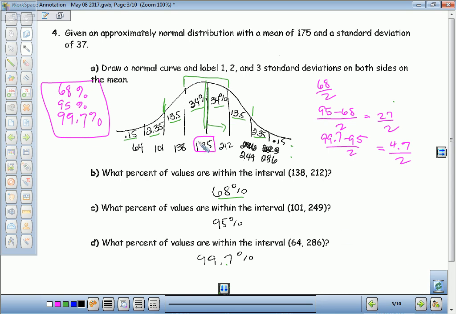Okay? So now let's use this information. So we label our mean. If our standard deviation is 37, we just add 37 going this way, subtract 37 going that way. So now we have the lower bound and the upper bound. So what percent lies within 1 standard deviation? 68. Within 2 standard deviations? 95. And this last one gave us all 3, 99.7.